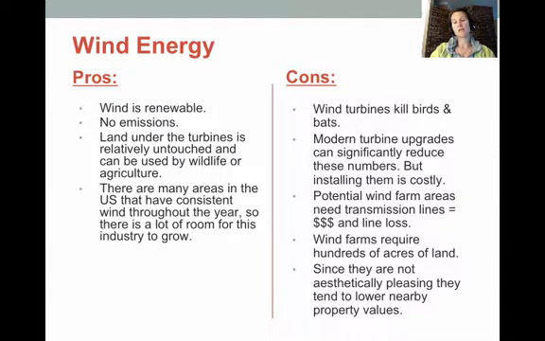The cons of wind energy. They take out birds and bats. The modern turbine upgrades can be pretty significant, and we could really reduce their numbers, but it's very costly to install them, as I said. The potential wind farm areas also need transmission lines because people don't like living in those really windy areas. So you've got a lot of line loss, which costs a lot of money. The wind farms do require hundreds of acres of land, and while the land is still usable in between there, it still has quite a big impact on it.